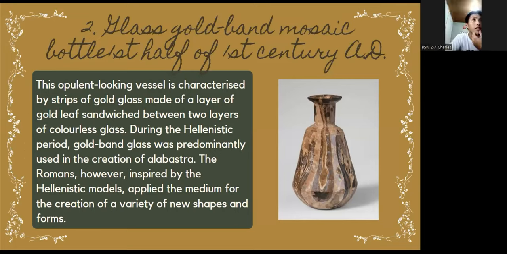Okay, next is the gold band glass bottle, first half of the first century. This opulent looking vessel is characterized by strips of gold glass made of a layer of gold leaf sandwiched between two layers of colorless glass. During the Hellenistic period, gold band glass was predominantly used in the creation of alabastra. The Romans, however, inspired by the Hellenistic models, applied the medium for the creation of a variety of new shapes and forms.